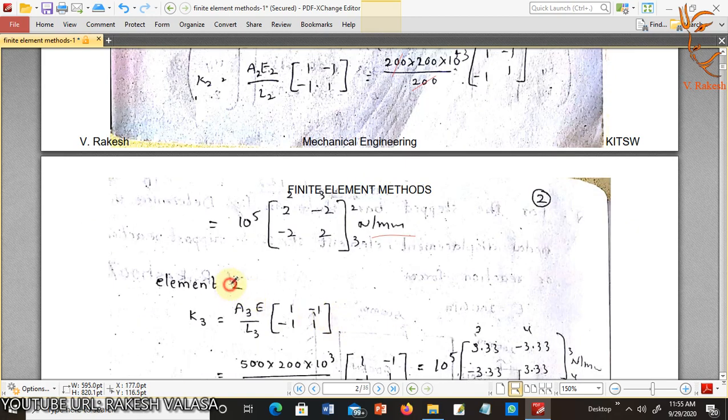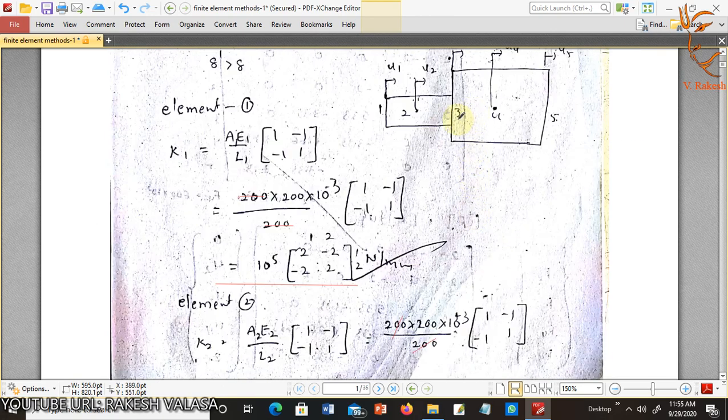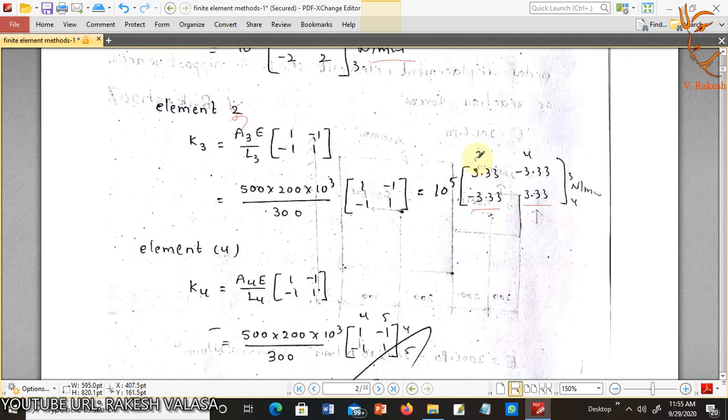Similar to calculate stiffness matrix for element 3. A3 E by L3 1 minus 1 minus 1 1. Now substitute the values here. A3 means 500 mm square. E3 means 200 into 10 power 3 by L3 is 300. 1 minus 1 minus 1 1. Now simplify this equation. You can get 10 power 5 the common term. Remaining terms are 3.33 minus 3.33 minus 3.33 3.33. Element 3 having nodes 3 and 4. Just you can write here 3 4 3 4. Units are Newton per mm.